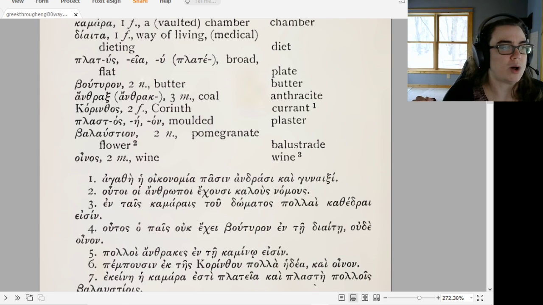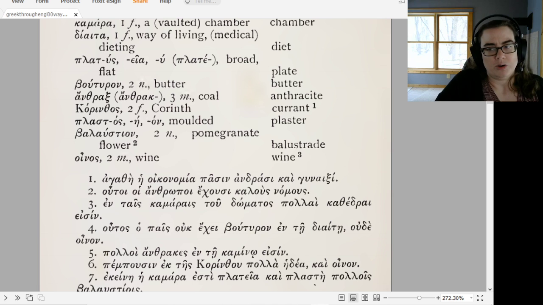And oinos, wine. That's a super important word. The word wine comes from the word oinos. It probably used to have a digamma in it or something. I mean, pomegranates are definitely way bigger and way heavier. That hard shell, if you threw that at somebody, it hurt a lot more than a lemon.